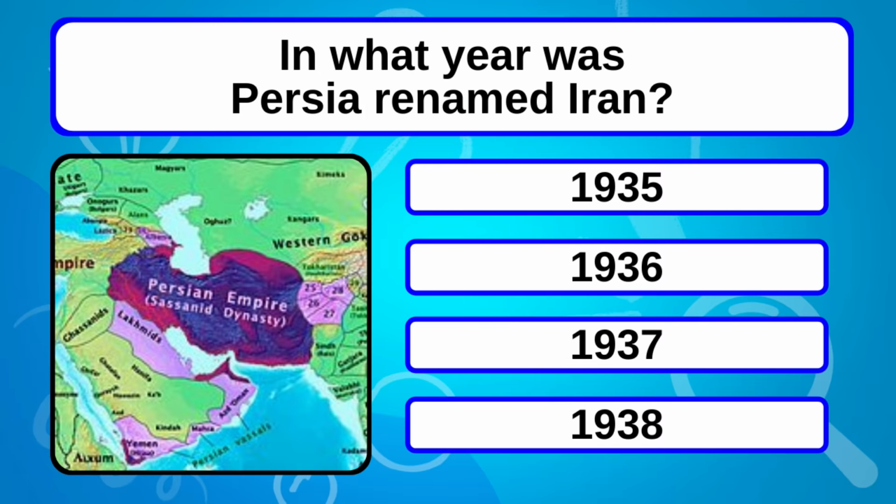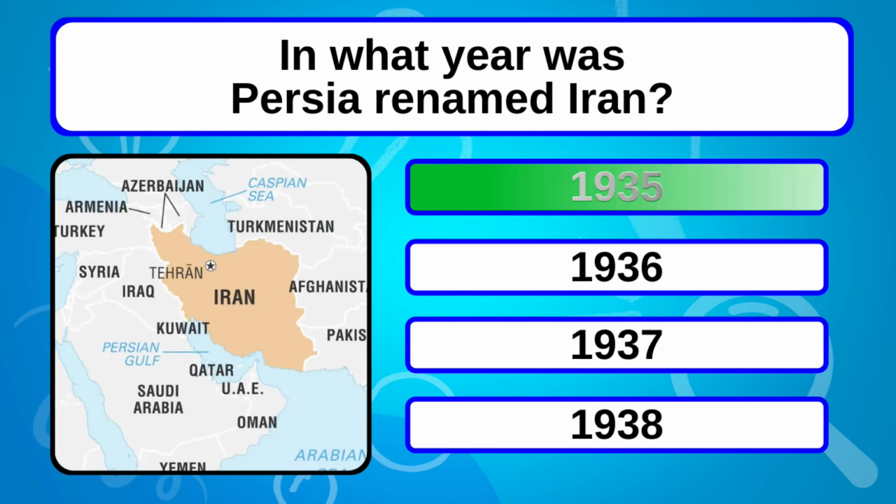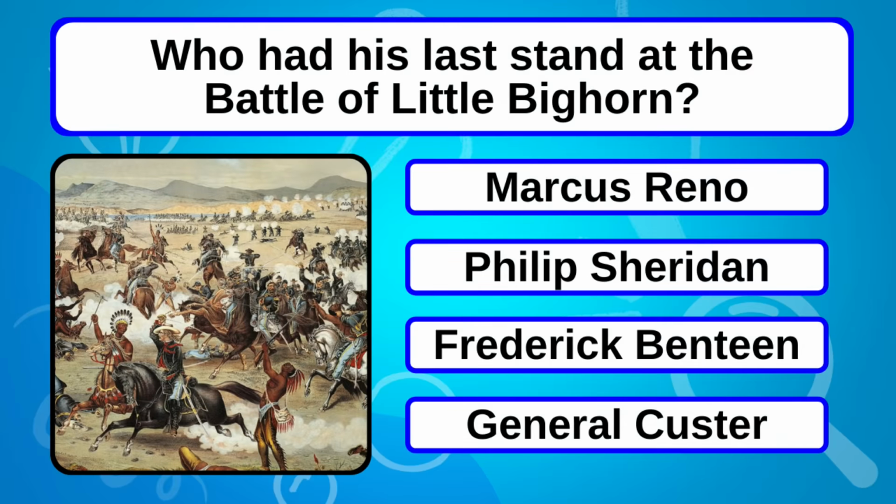Question 19. In what year was Persia renamed Iran? 1935, 1936, 1937, or 1938? 1935. Question 20. Who had his last stand at the Battle of Little Bighorn?